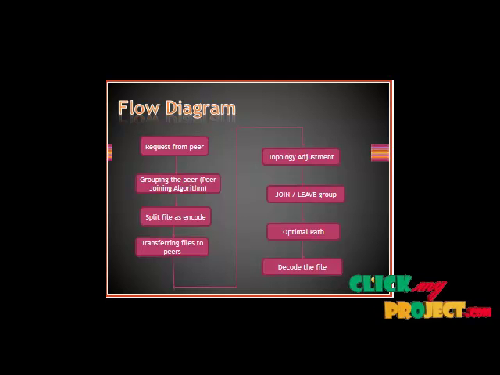In the data flow diagram, first of all, we get a request from the peer. Peer here refers to the network nodes. Then we form the peer network grouping using the peer joining algorithm. After we get the grouping, we split the file as encoded, and then we transfer the file from one peer to another, from one network to another network or system.